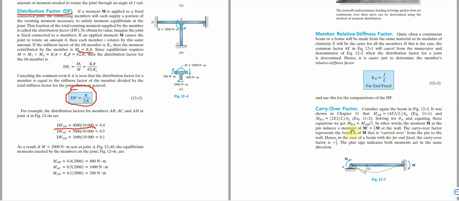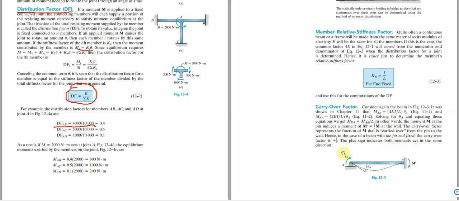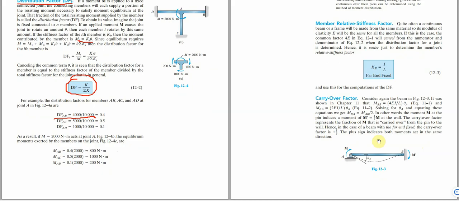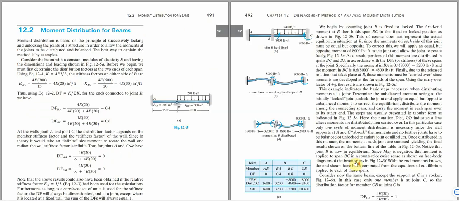So in other words, the moment M at the pin induces a moment M prime of half of M at the wall. The carryover factor represents this fraction of M that is carried over from the pin to the wall. Hence, in this case of a beam with far end fixed, the carryover factor is just half. Now, the plus sign indicates both moments act in the same direction. Now let us proceed to the next point.